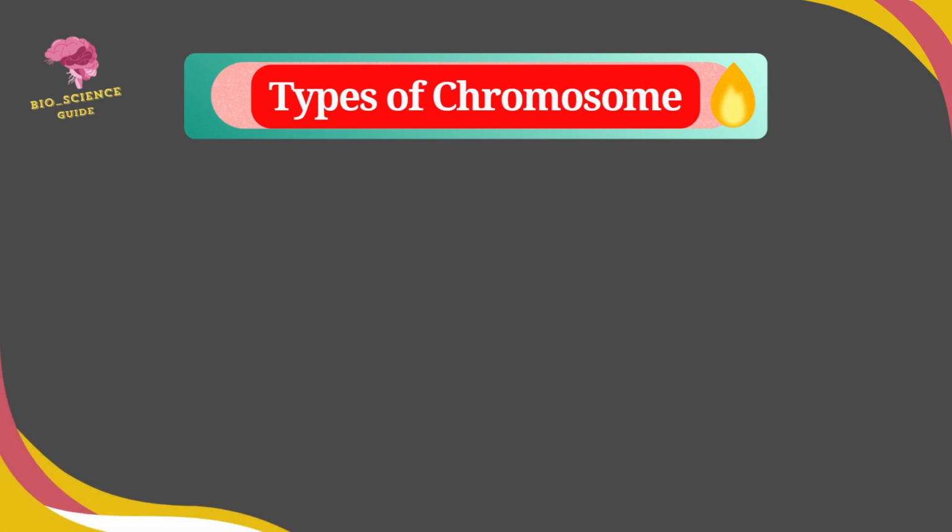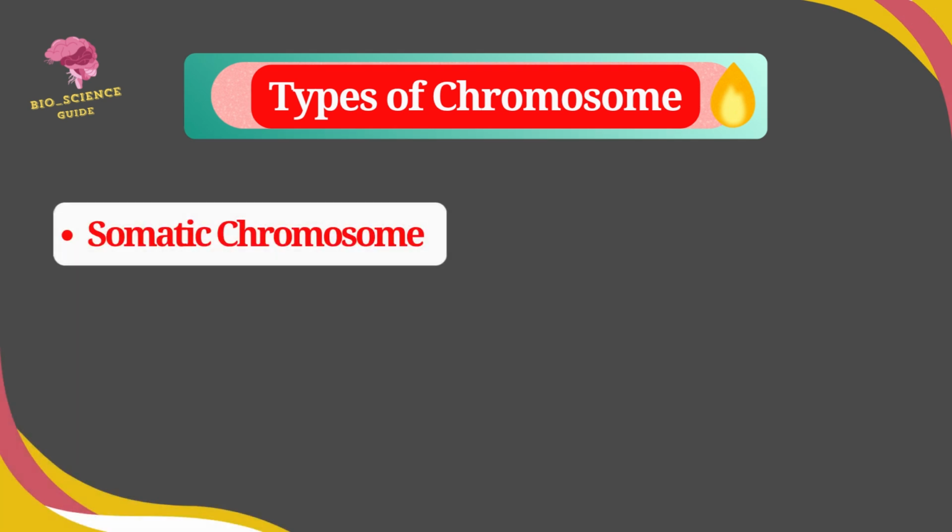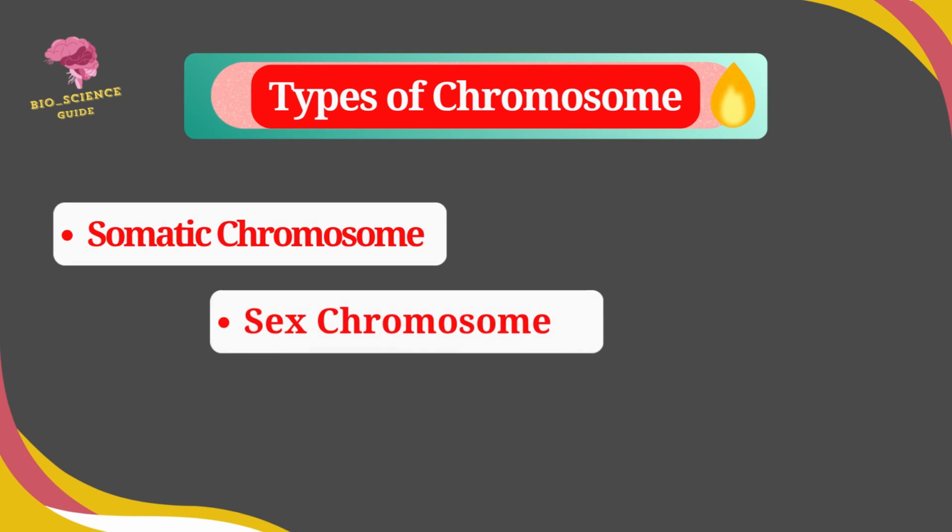Chromosomes are of two types, somatic chromosome and sex chromosome. Somatic chromosomes are also known as autosomes and the sex chromosomes are also known as allosomes or heterosomes. Autosomes control the vegetative character of an organism, while the sex chromosomes determine the sex of an organism.